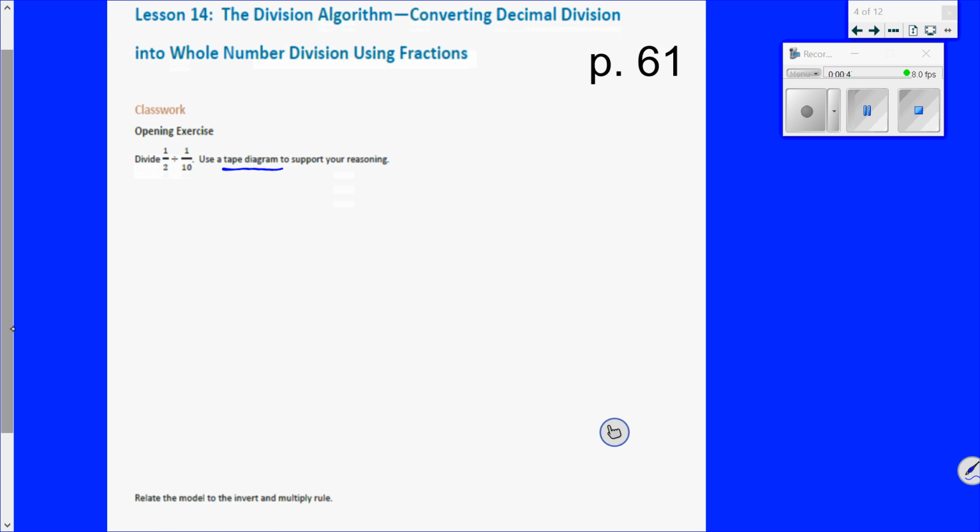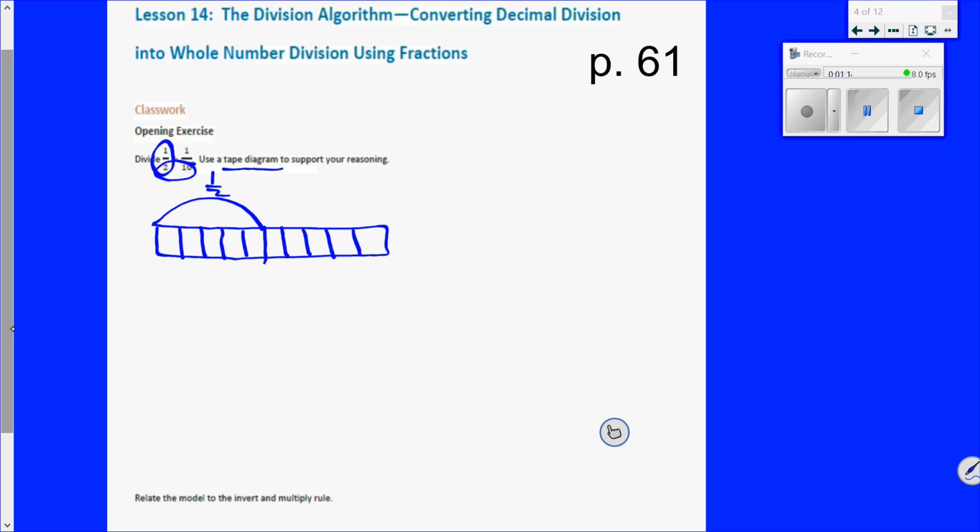One key in using tape diagrams in division is I need a common denominator, because that's what I'm going to make my tape diagram on. In this case, we actually have one in tens. So for my tape, I'm going to actually just draw a section of tens, because I'm looking at tenths that I'm dividing it into. On my top, I'm going to do the 1/2. So 5 of the 10 is 1/2, correct? And if I'm dividing this into 1/10, that's going to be each of these little sections.